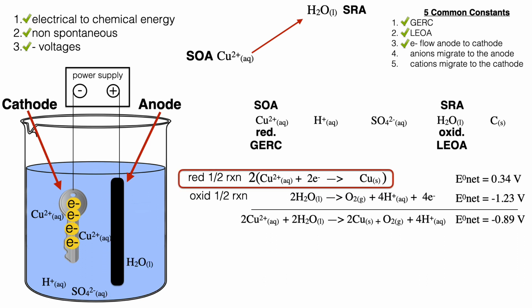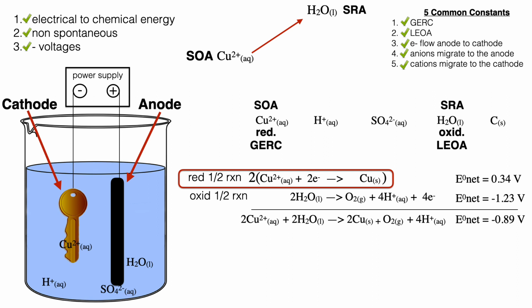Okay. All right, now let's look at the copper reaction. So I know that my SOA is copper 2. They grab 2 electrons, and then they form copper solid. And so what we see happening is all of a sudden the key starts getting plated with copper. Anions still migrate to the anode, and cations still migrate to the cathode. All right. That's it. That's how this works.